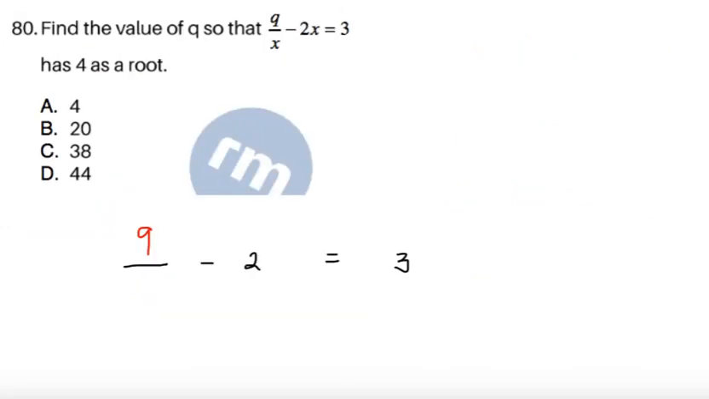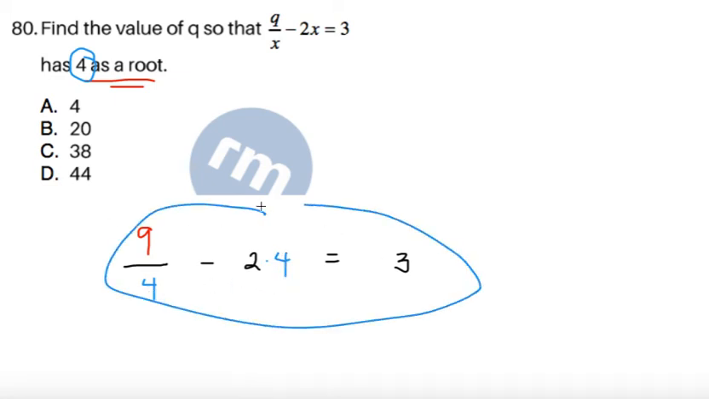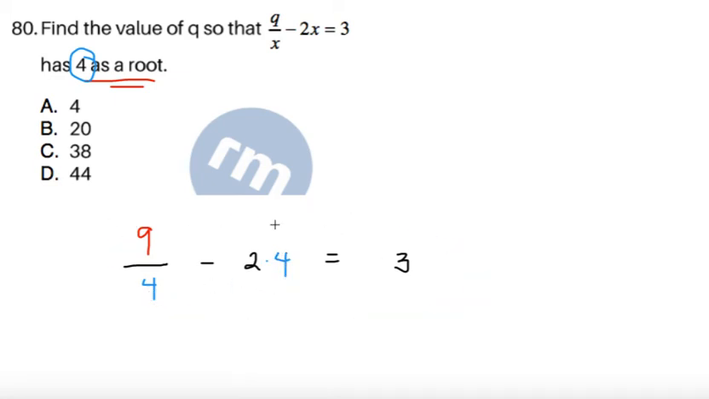Last item, find the value of q so that q over x minus 2x plus 3 has 4 as a root. So what we mean by has 4 as a root is that 4 is a root to this equation. So if 4 is a root, I can replace x by this value of 4 and the equation will be correct. So q over x becomes q over 4, and 2x over here becomes 2 times 4. So this equation should be true. So all I have to do is just solve for q. Now 2 times 4, that's equal to 8.